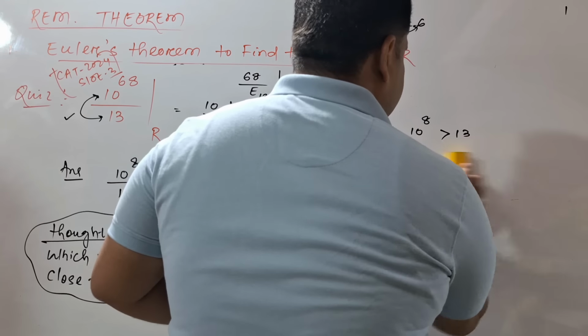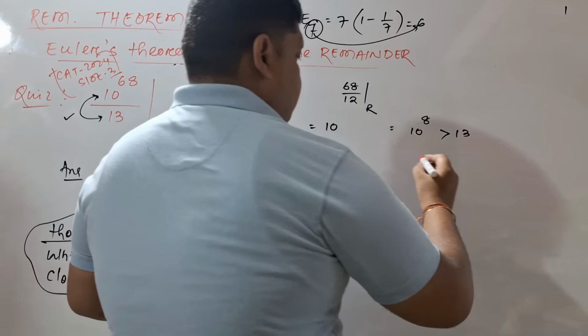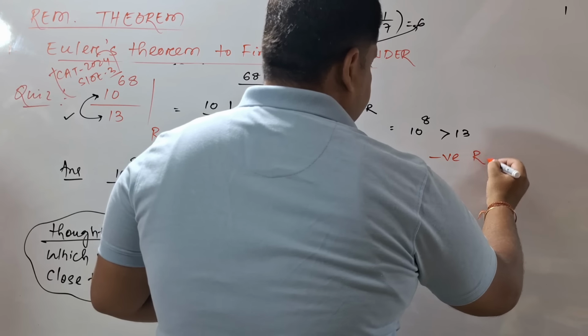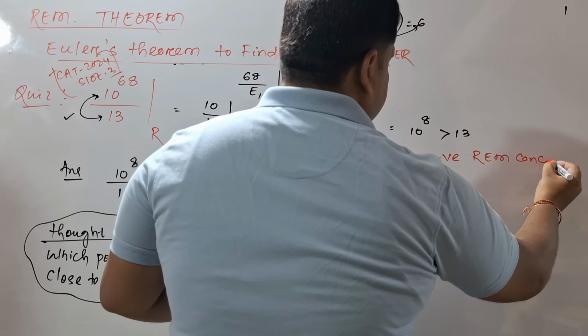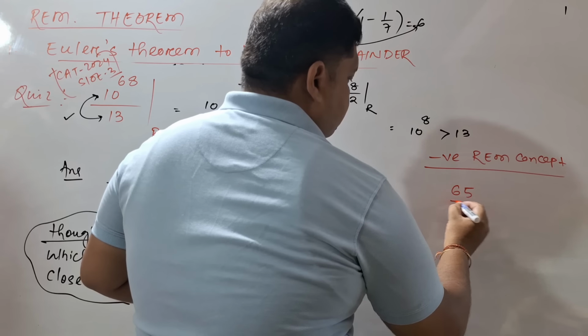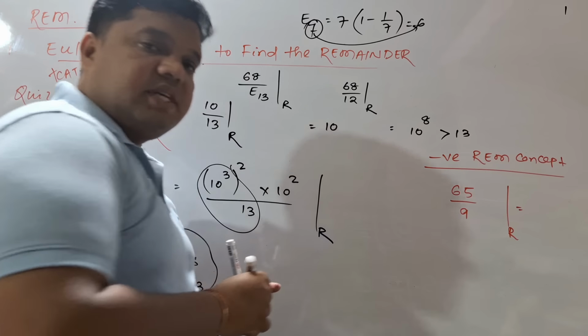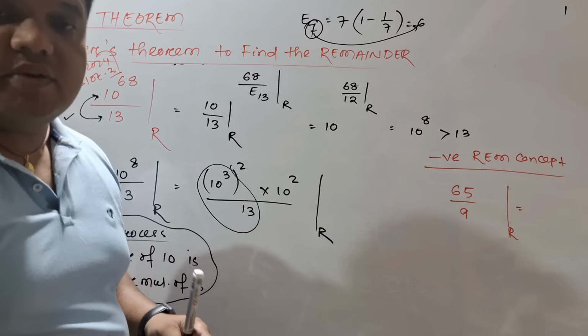So, what is this negative remainder concept? Look here, this one is very, very important. Negative remainder concept. Suppose I say 65, when it is divided by 9, how to find the remainder? You know, according to this concept, every division has 2 remainders. 65, when it is divided by 9, has 2 remainders. One is positive, another one is negative. And why do we use the negative remainder concept? To minimize the complexity of the calculation. That's why we use negative remainder.